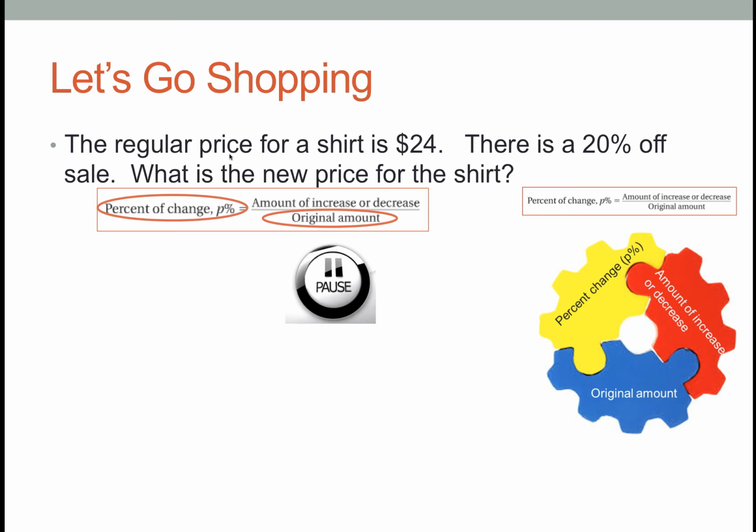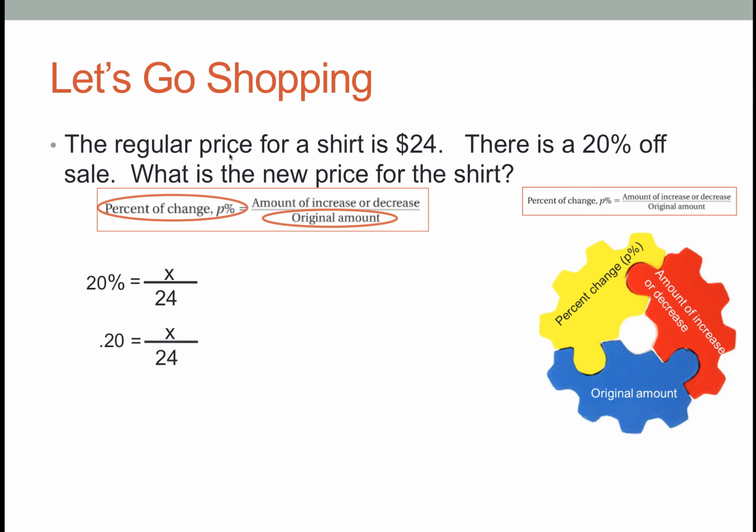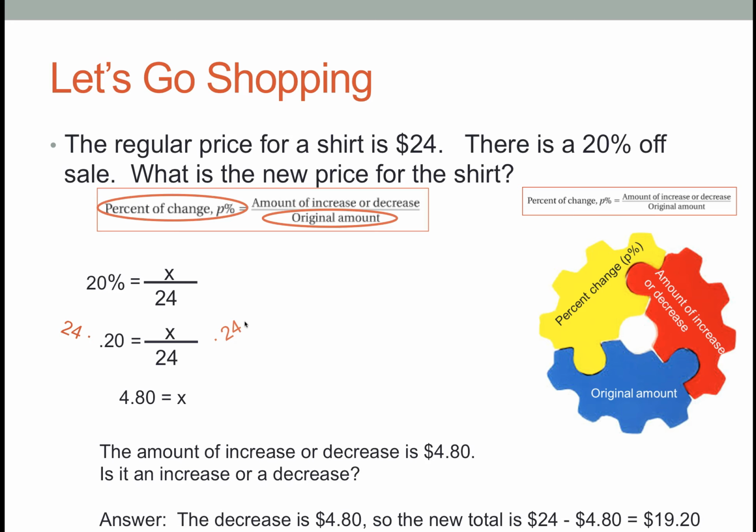All right, welcome back. Let's see how you did setting up the equation. The percent change should be 20%, we need to figure out the amount of increase or decrease, and the original amount was $24. We set up our equation, change our percent to a decimal, and multiply both sides by 24 to undo the division. We get 4.8 is equal to x. That's really $4.80. Is that a decrease or an increase? It's a percent off, so that's going to be a decrease. So the decrease is $4.80. The new total would be $24 minus $4.80, or $19.20 for the shirt.